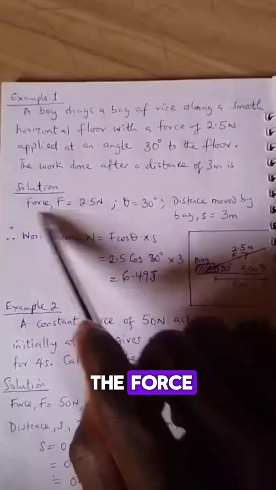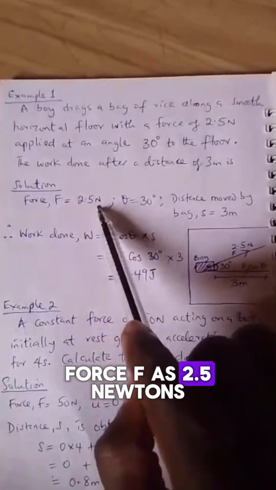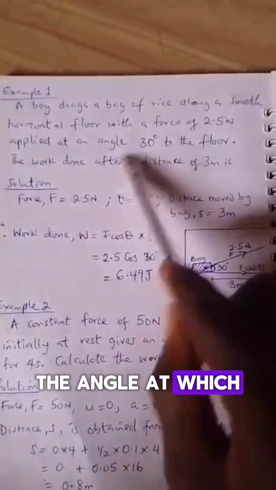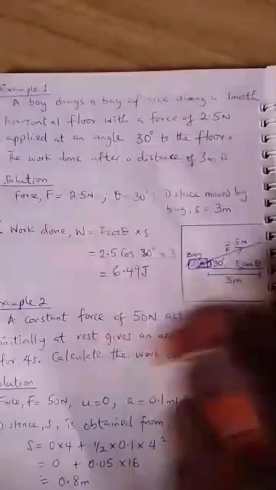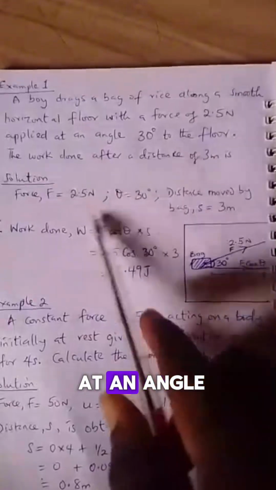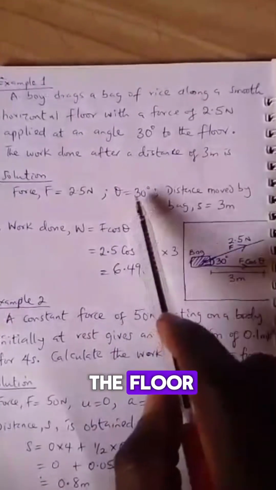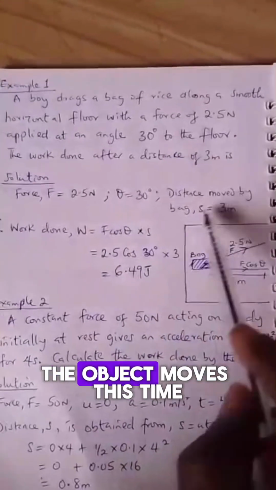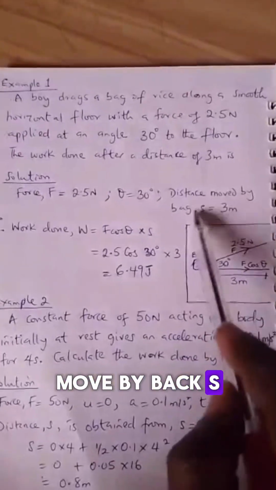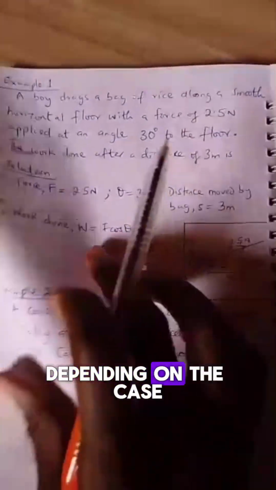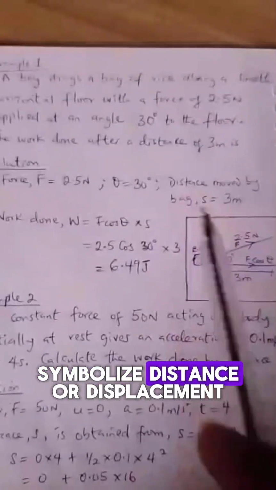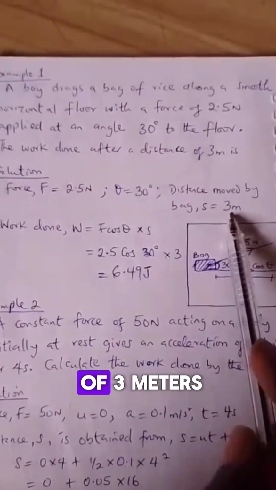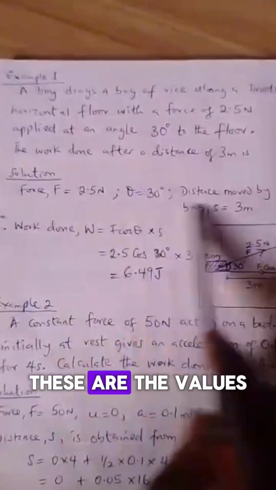Solution. So let's get the values we are given. We are given the force F as 2.5 newtons. The force is not applied straight. It's being dragged at an angle to the horizontal, to the floor. 30 degrees is that angle. Then the distance the object moves. We symbolize distance as S or D, depending on the case. In our formula, we are using D. Some other textbooks use S to symbolize distance or displacement. So it moves a distance of 3 meters. These are the values we're given.